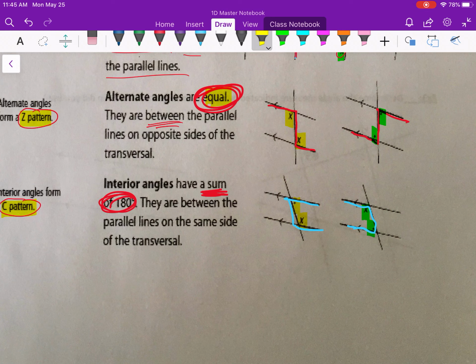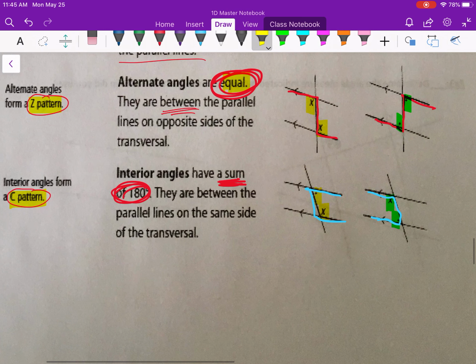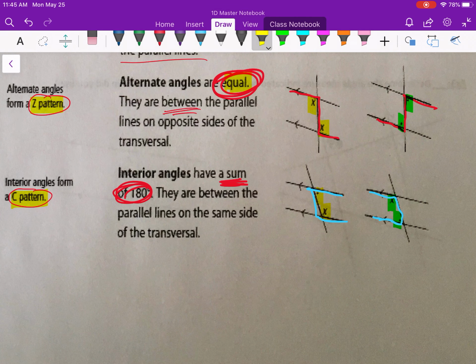Again, how do we know what they are? Well, they're between the parallel lines, but this time they're on the same side of the transversal. Now, these ones are not equal to each other. They have a sum of 180. Whoops, they add up to 180.